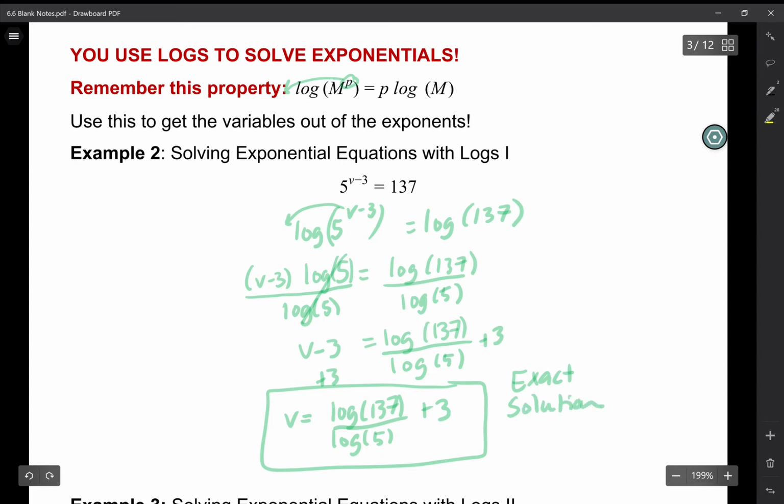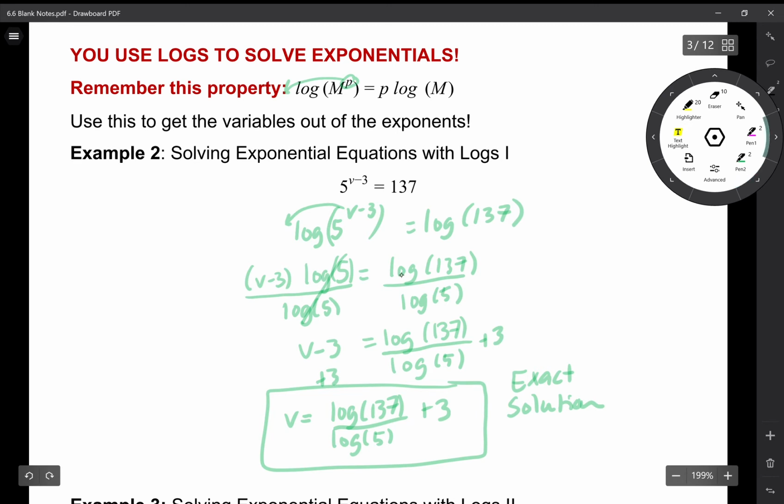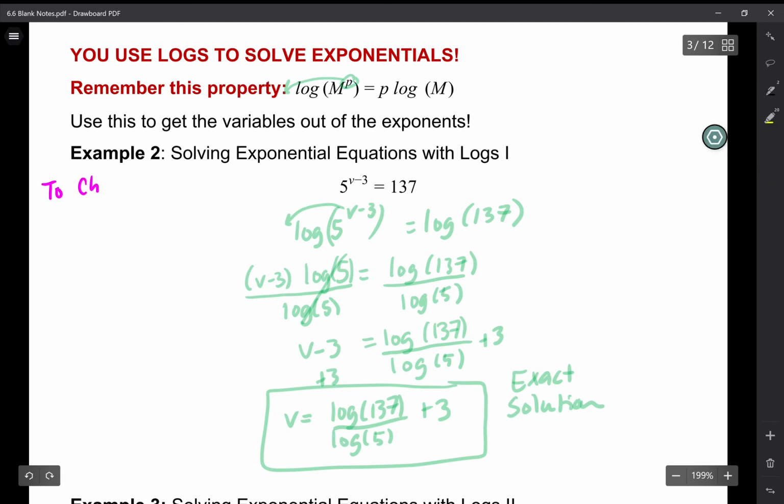I think it's helpful when I'm checking solutions to logarithms if I can use a decimal approximation. So I'm going to use a decimal approximation to check, but that's not the answer that I'm going to give. So let's get a decimal approximation of v by plugging this into our calculators. I'm going to take log of 137, divide it by log of 5, and to that value, I'm going to add 3, and I get v as about equal to 6.057.